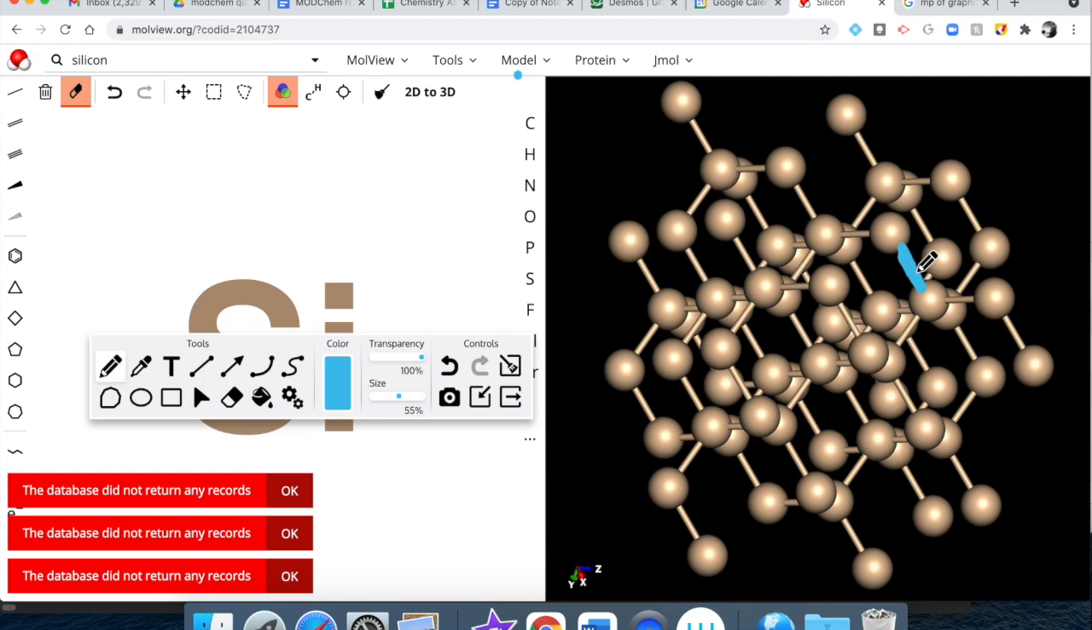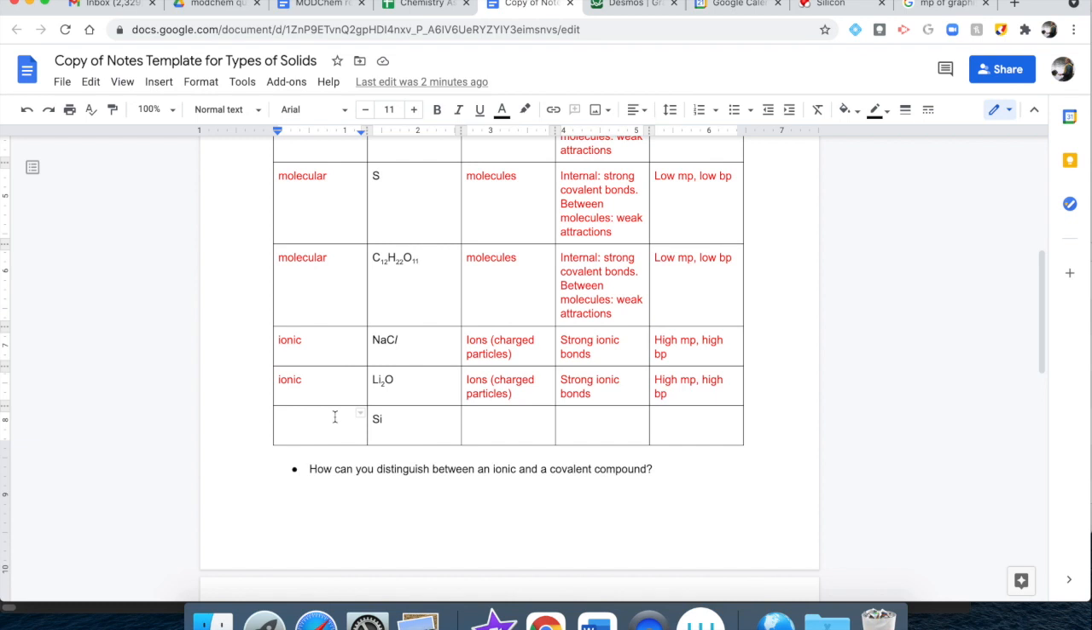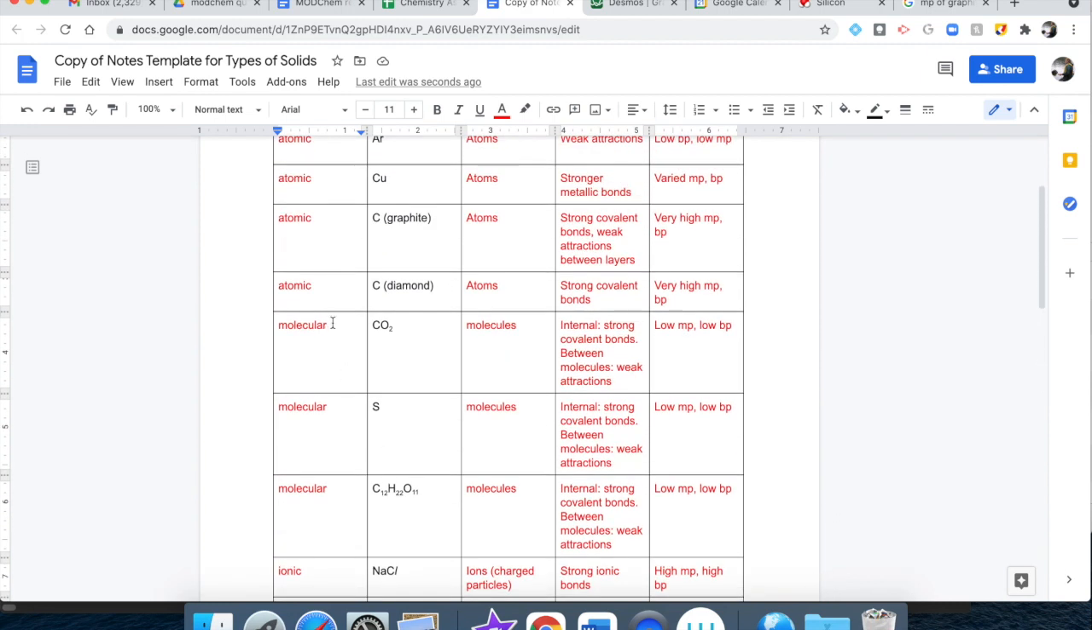Let's go back and make a change in our note sheet. Silicon is an atomic solid, but because all of the atoms are held together in a large network, covalently bonded, we have a special name for this kind of atomic solid. I'm going to call this a covalent network solid. So it's a special example of an atomic solid where all of the atoms are covalently bonded to each other. So that was also true for diamond. That was a covalent network solid.